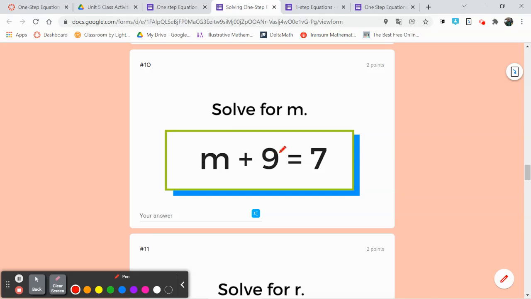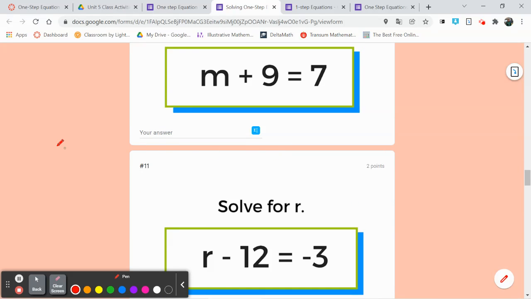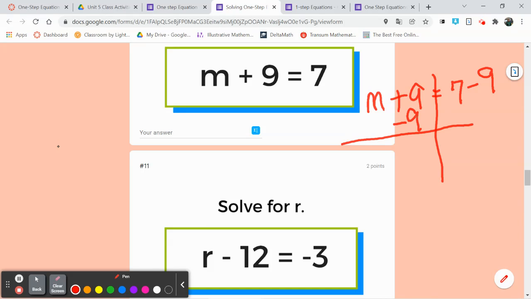M plus 9 equals 7. Be careful on that one, please. The opposite of adding 9 is subtracting 9 from both sides. Cross the line, opposite sign. See? You get a -2. Different signs, I subtract. I have more negatives than positives.